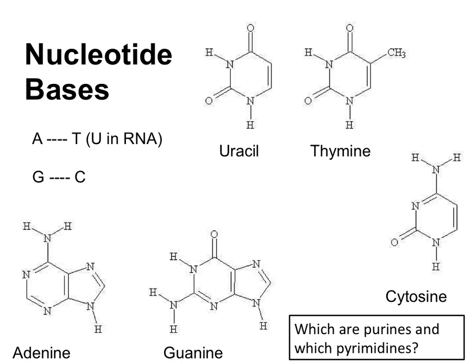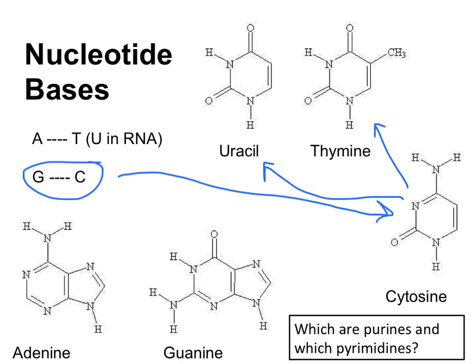The bases are probably the hardest thing for students to remember. I won't make you ever draw the bases, but I would like you to know which ones are the single nitrogenous ring versus the double. All right? So G and C, where are they? They are shown here. Here is cytosine. Hold on. So cytosine, uracil, and thymine. And I like to remember this as CUT. They are pyrimidines.